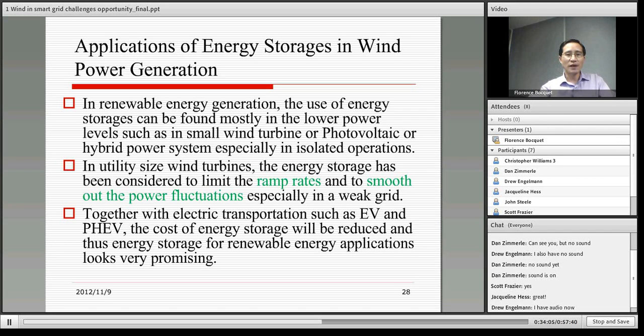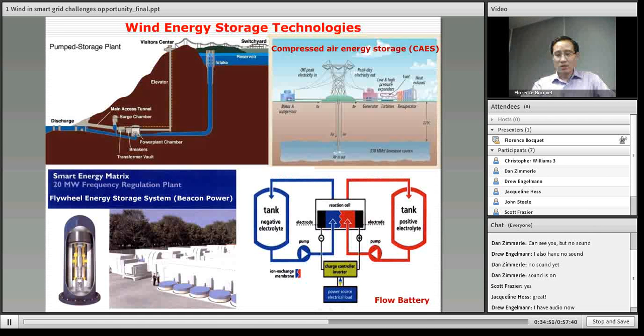In generation, the use of energy storage can be found mostly at lower power levels, such as small wind turbines. In utility-size wind turbines, energy storage systems can help with ramp rates and also help smooth out power fluctuations, especially in a weak grid. Together with electric transportation, such as electric vehicles and plug-in hybrid electric vehicles, in the near future the cost of energy storage systems will be reduced, and this technology looks very promising.